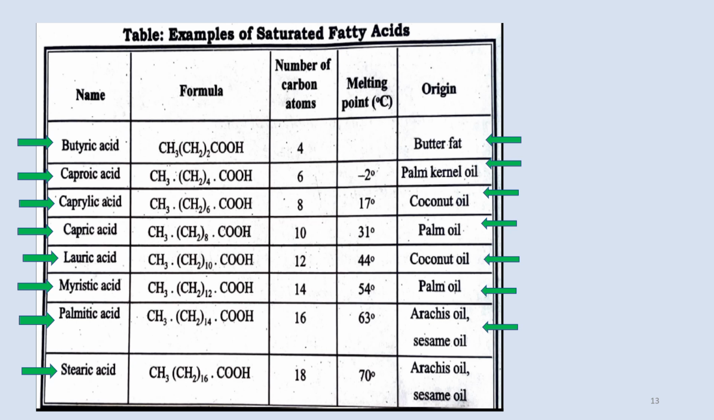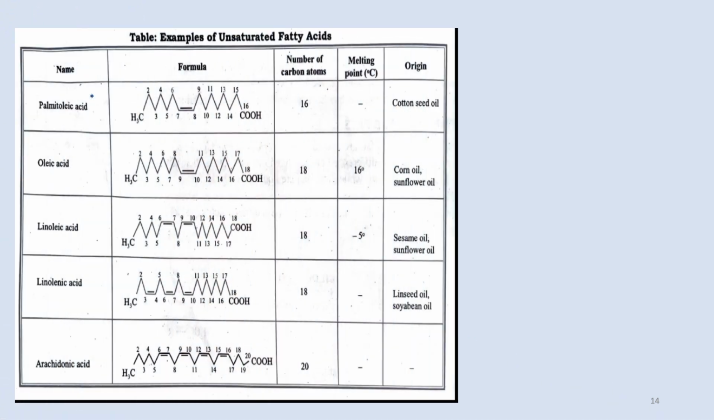Stearic acid has an 18 carbon atom long chain and a melting point of 70 degrees centigrade. Its origin is arachis oil and sesame oil. These examples are very simple for students to remember, because these are oils we commonly use for various food preparations. When we come to unsaturated fatty acids, these are also very important examples you should write.